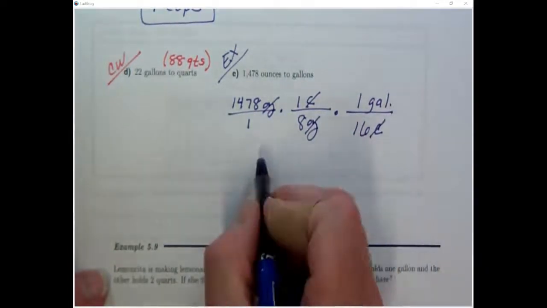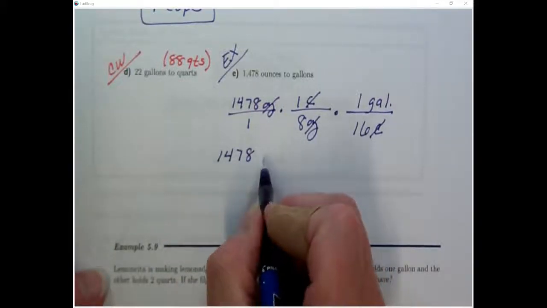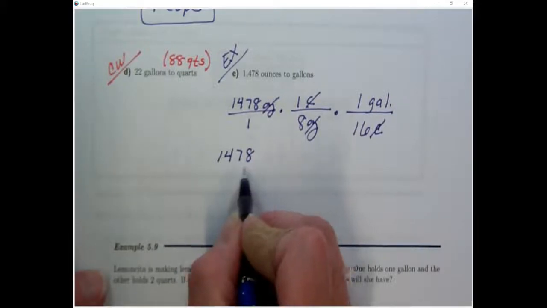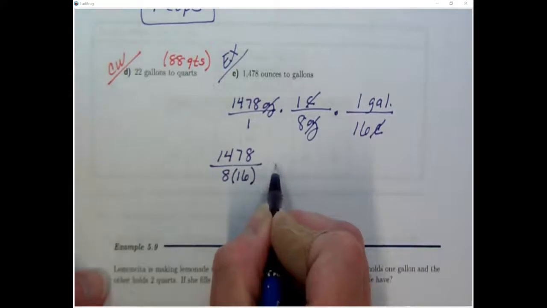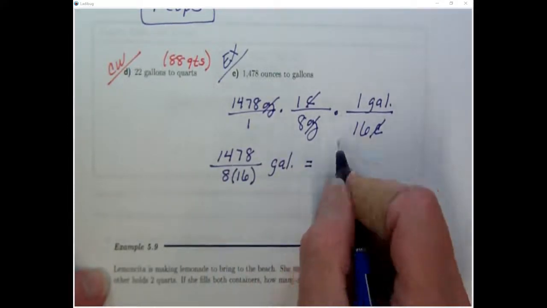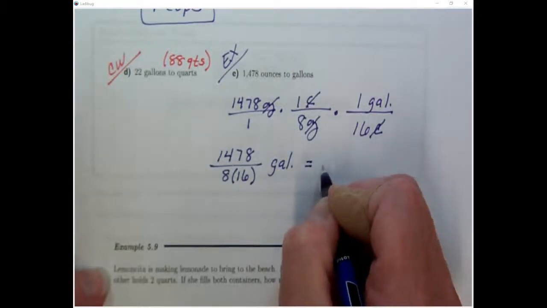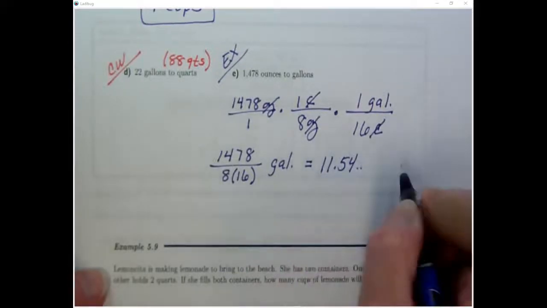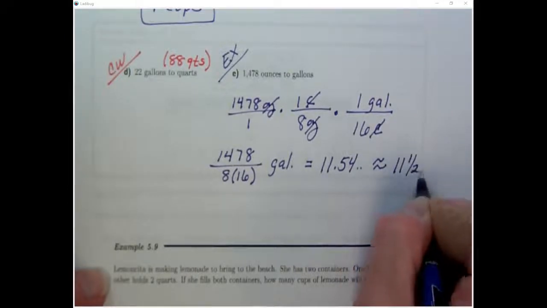So we don't have to guess: are we multiplying, dividing? How does this work? In the numerator, we have 1,478. In the denominator, we have 8 times 16. Then we want to simplify by calculating all that. And we get 11.54. So approximately 11.5 gallons.